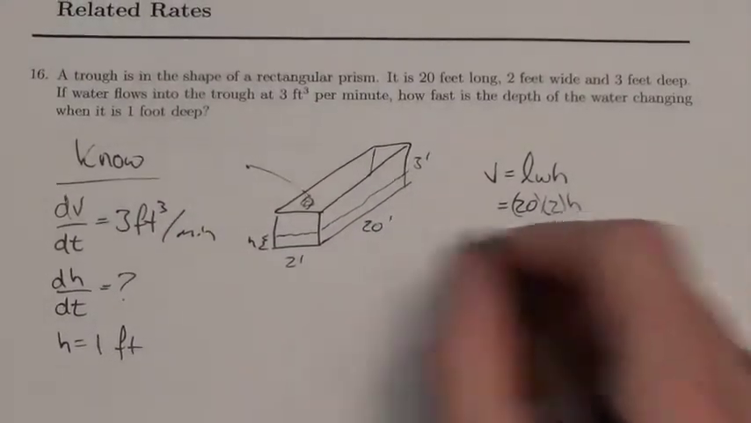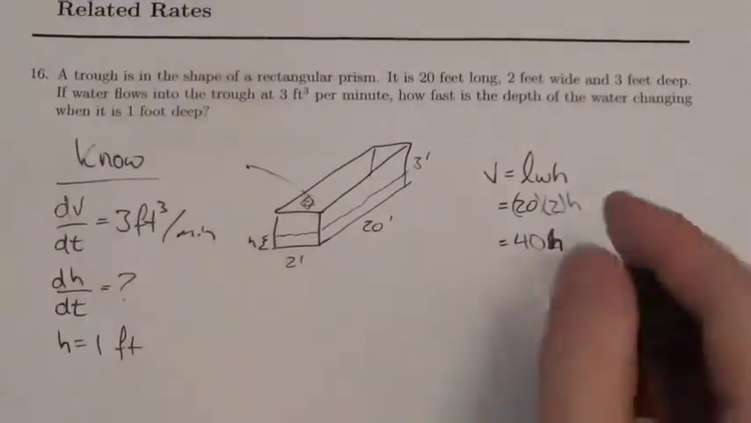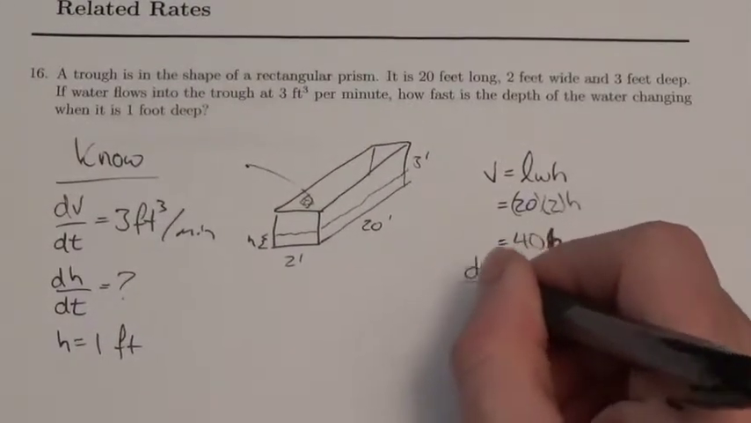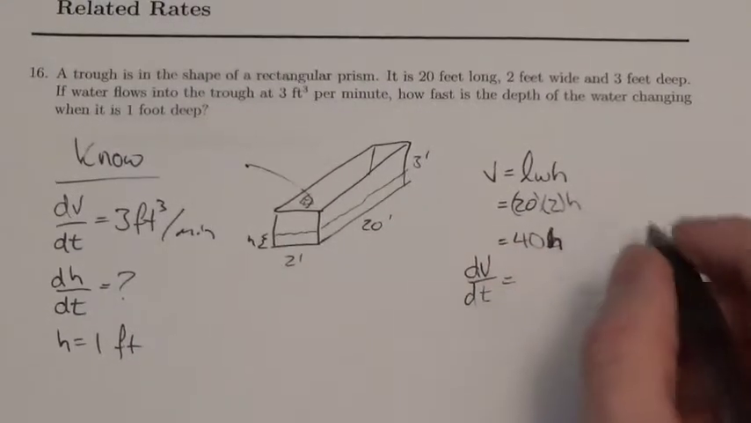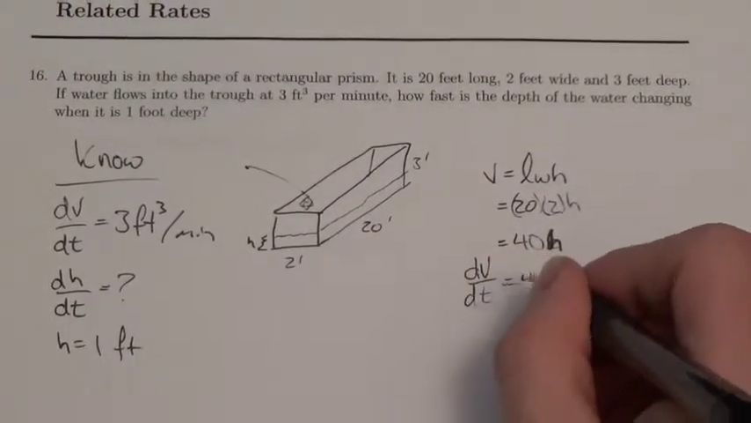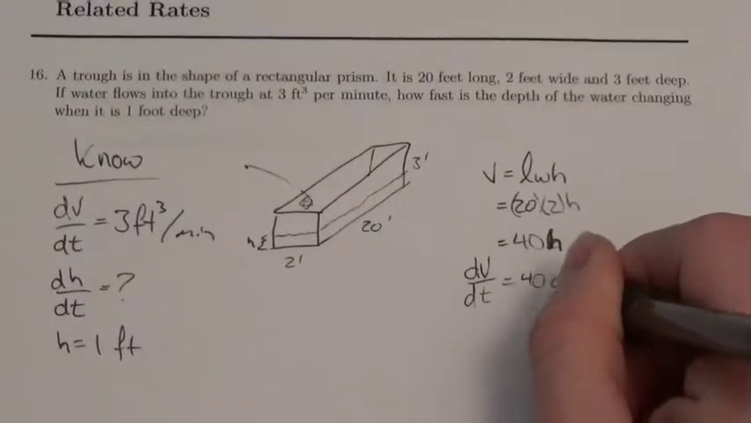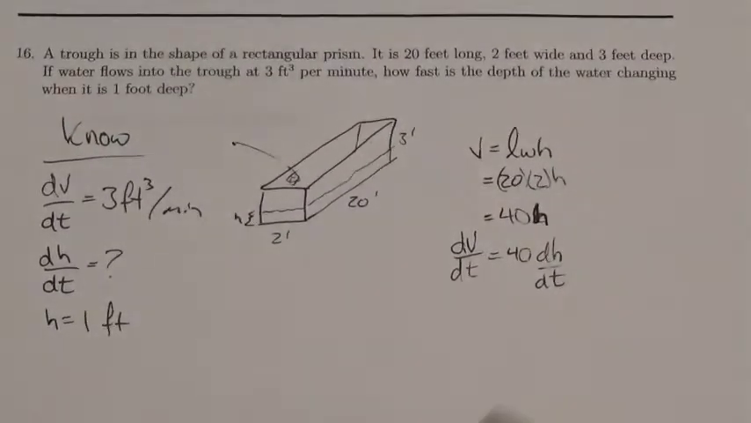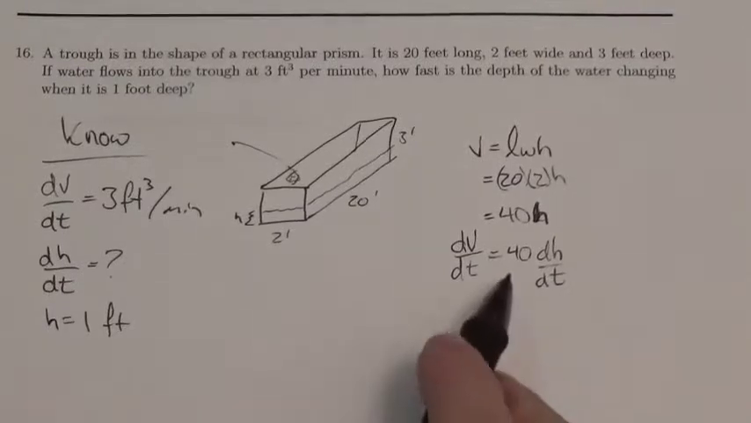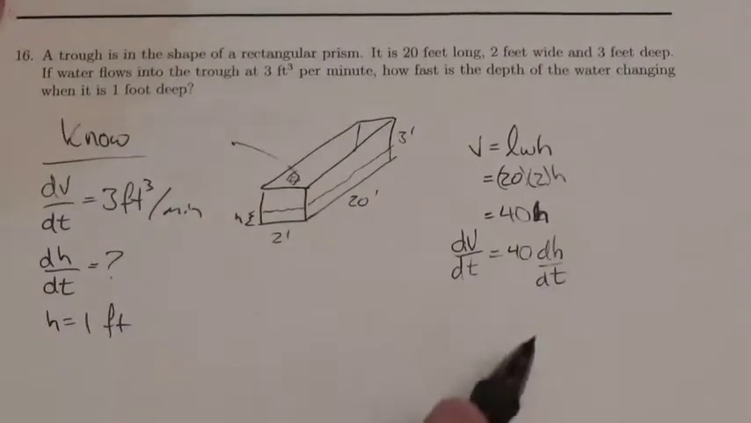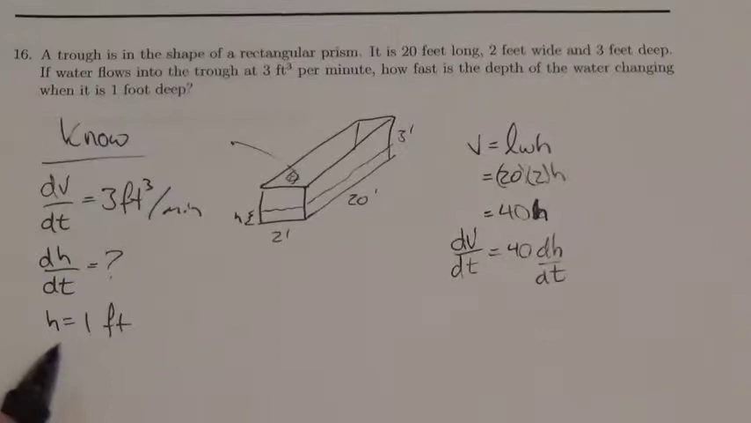Okay? Now, I've got a relationship between volume and height. It's a very straightforward thing to take the derivative with respect to time. When we take the derivative of the right-hand side, you're going to get 40 dH by dt. Now, what's interesting about this is notice that when we took the derivative, I no longer have the variable h in there. So the fact that the height was 1, that's a bit of a red herring. That has nothing to do with the actual problem here. That actually makes a lot of sense. It doesn't really matter how deep the water is in a situation like this. The water is going to rise at the same rate.